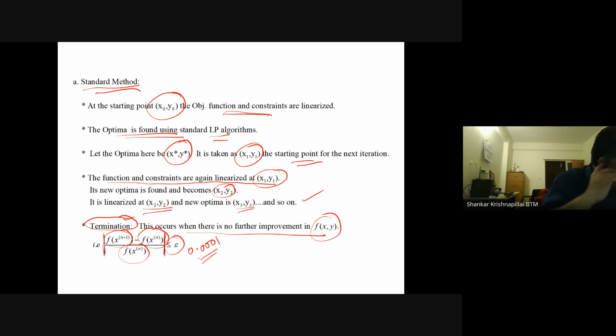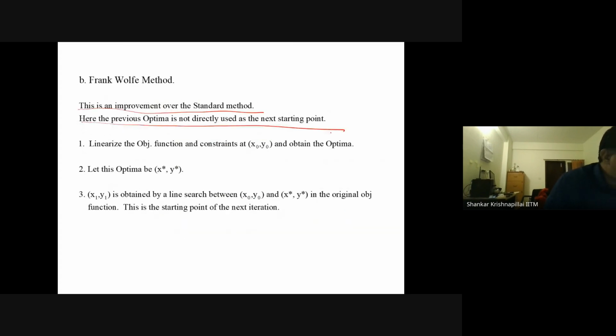Then there is something called the Frank-Wolfe method. This is an improvement over the standard method. Later you will see that the standard method always gets stuck. In the Frank-Wolfe method, the previous optimum is not directly used as the next starting point. First linearize the objective function and constraints at x naught, y naught, and obtain the optimum x star, y star. Now x1, y1 is obtained by a line search between x naught, y naught, and x star, y star.